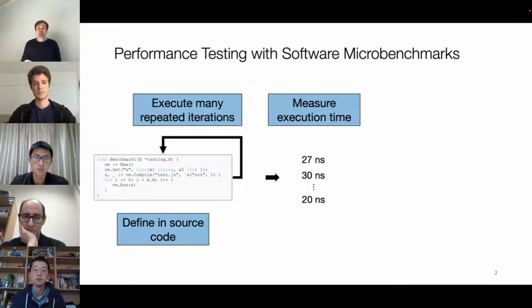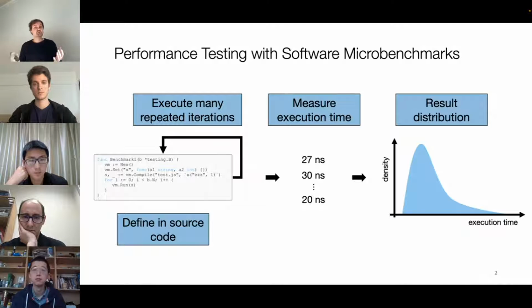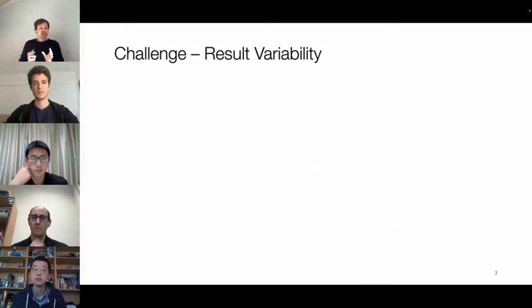So what we get as a result of our benchmark execution is a distribution of values. And this is different from unit tests, where we only have a binary answer, pass or fail. In benchmarks, we have a distribution of values that we need to compare across different versions or different implementations of an algorithm. The challenge that we focused on in this paper is the variability among the results of a benchmark and how we can tackle this variability problem.